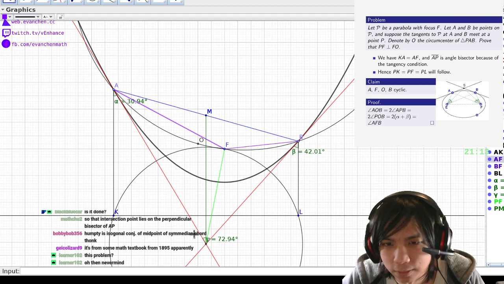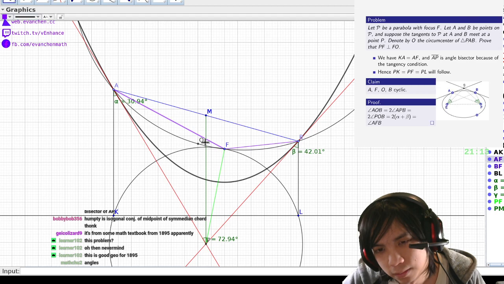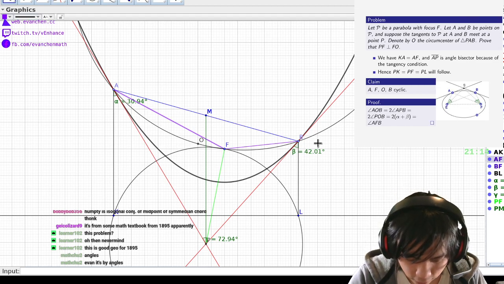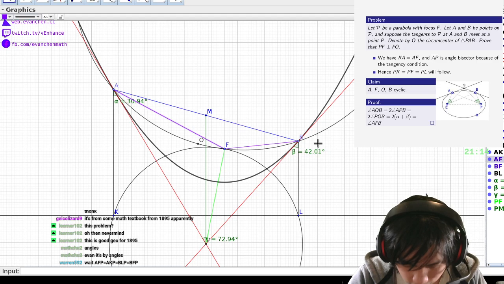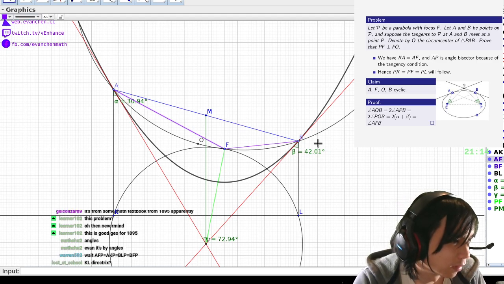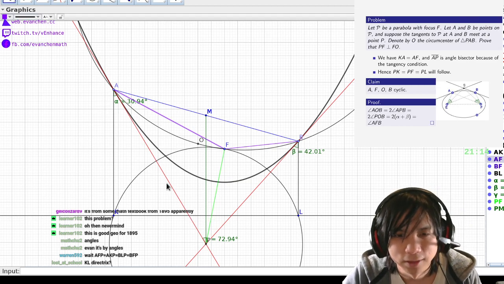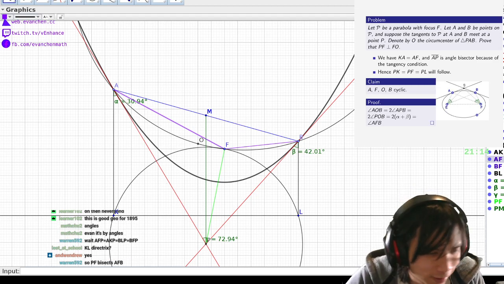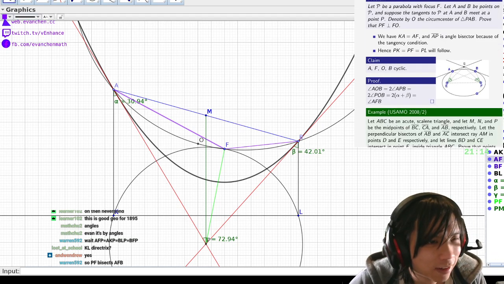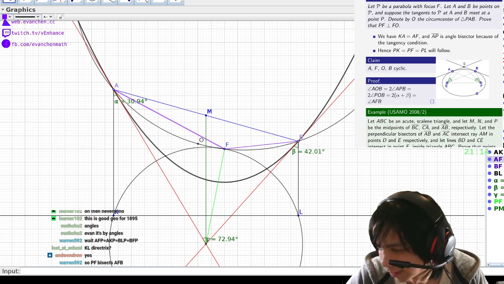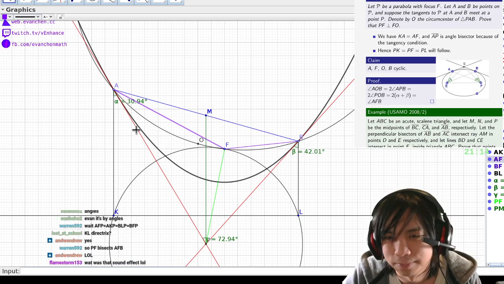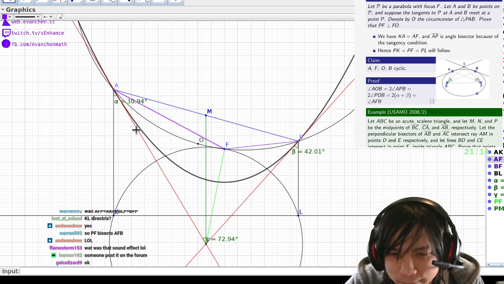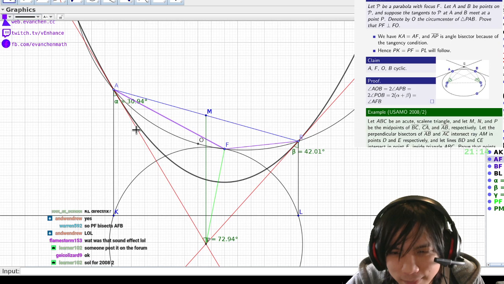This angle is equal to that angle, I guess. Yeah. Right. Okay. So the angles are equal. Okay, wow. So this is actually USAMO. Guys, I think we now have the best solution to USAMO as an A2. That's nuts.